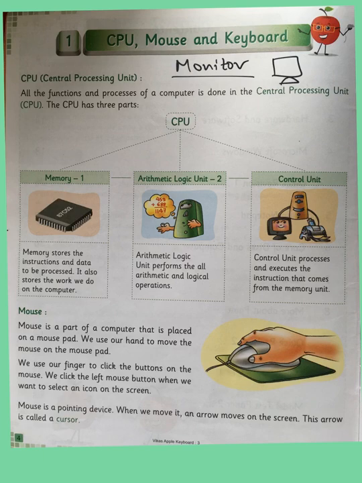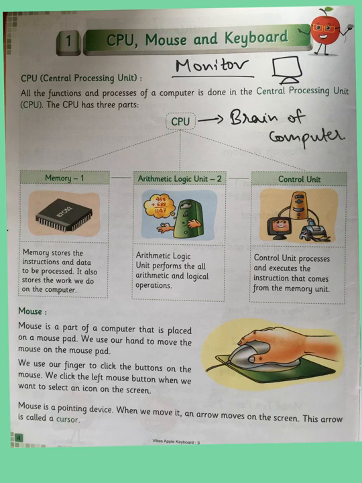So we will start with the lesson. CPU, Central Processing Unit. So the full form for CPU is Central Processing Unit, and CPU is the most important part of the computer. Just like we have our brains, similarly CPU is called the brain of the computer, that we had studied in grade 2. CPU is called brain of computer.